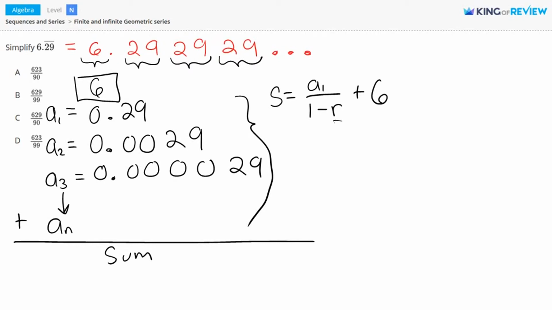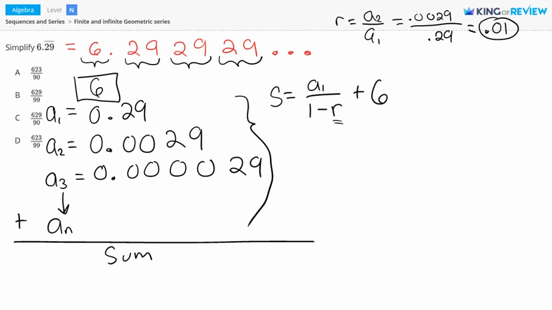So the next step is to figure out what R is, the common ratio. The common ratio can be found as a given term over its previous term. So you can choose whichever term you want for the numerator, but the denominator must be its previous term. So A2 over its previous term, which is A1. This is equal to 0.0029 over 0.29. And when you work this out, you get 0.01. So 0.01 is the common ratio.